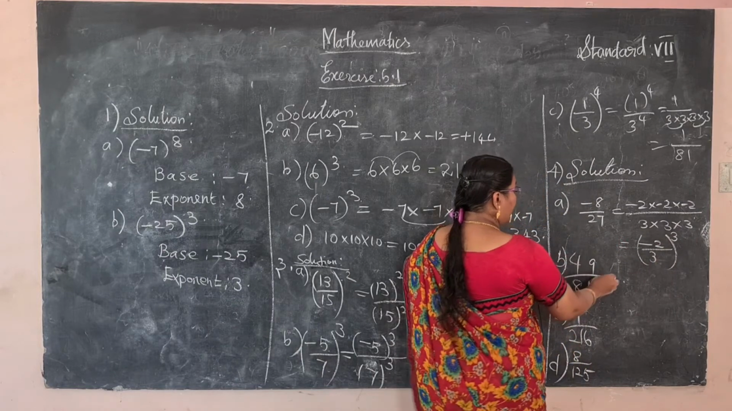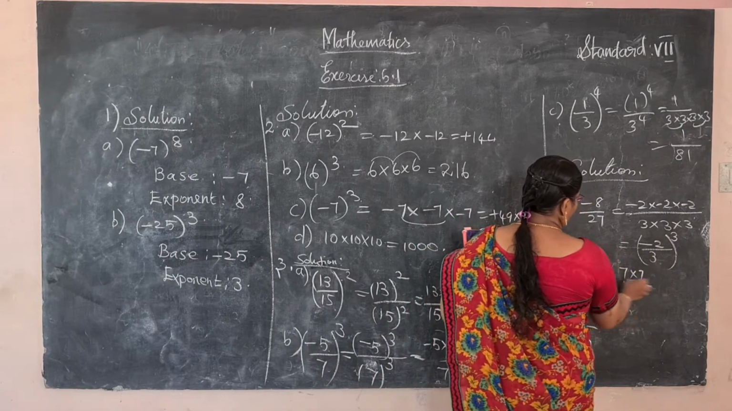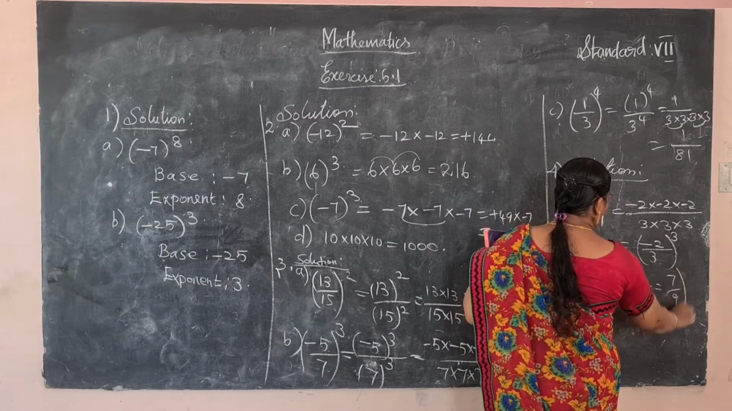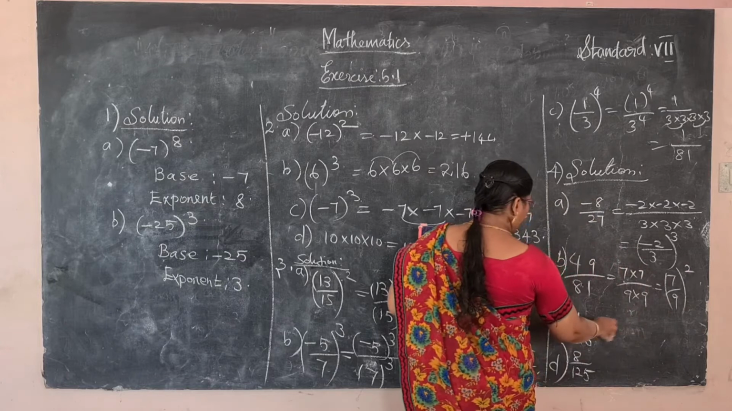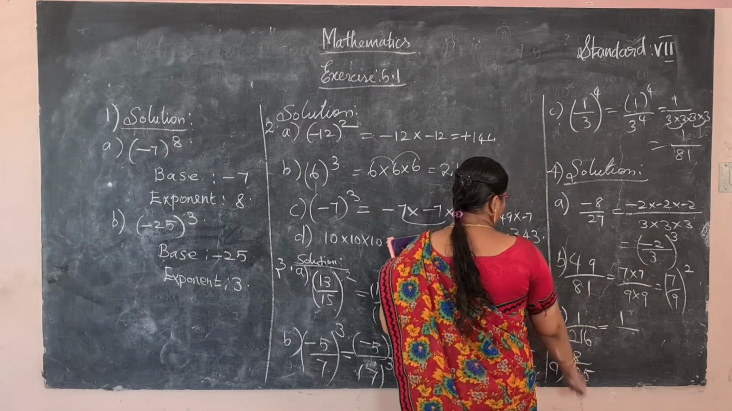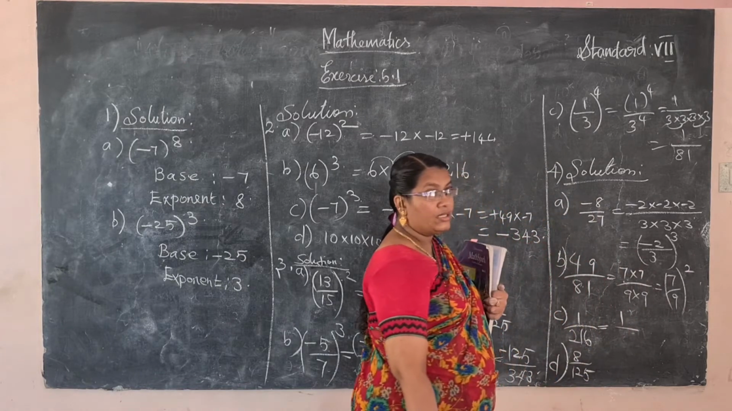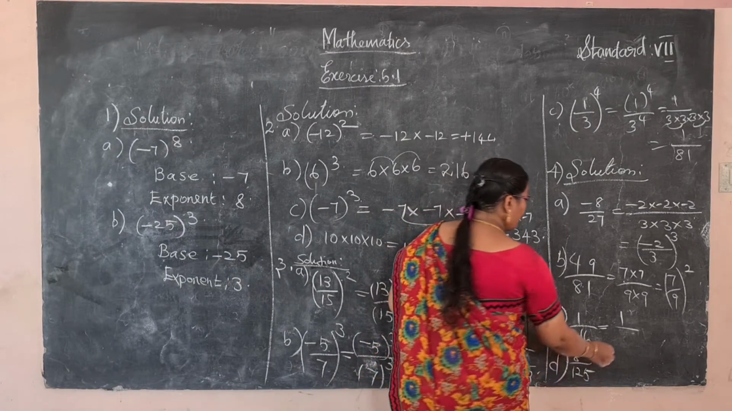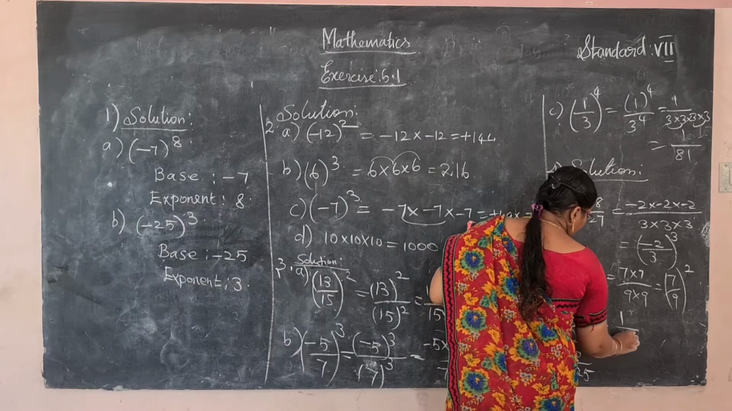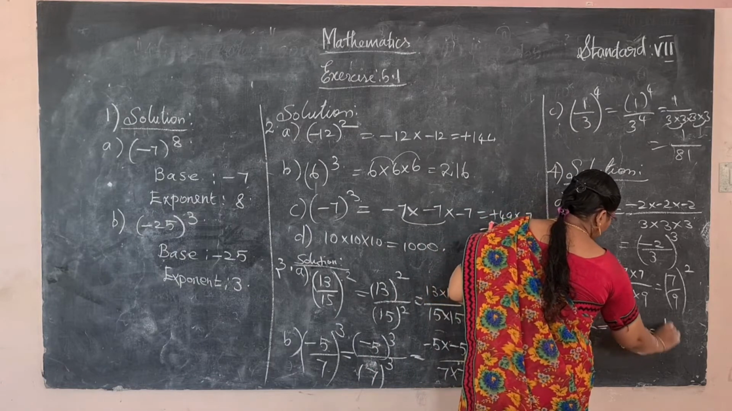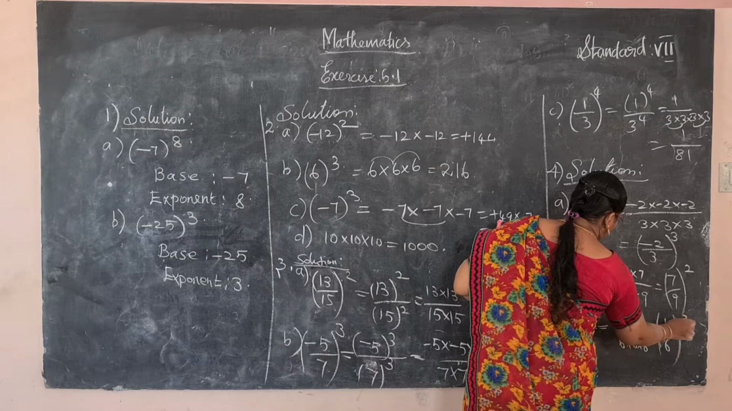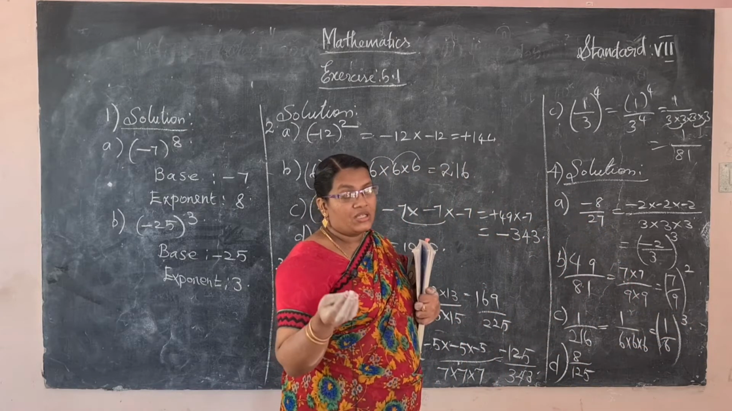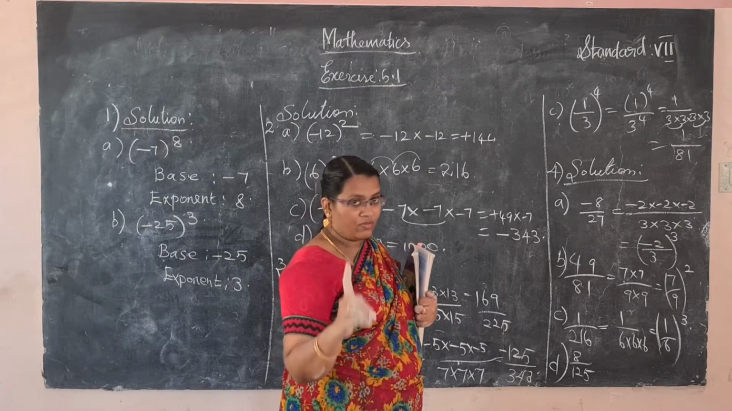Okay, here 49 can be written as 7 7s, and 81 as 9 9s. So 7 by 9 the whole square. Here the numerator is 1 and the denominator is 216. So 6 multiplied by itself thrice. So 6 into 6 into 6. So 1 by 6 the whole power of 3. Why didn't we write in the numerator 1 into 1 into 1? Because 1 multiplied by itself is 1.